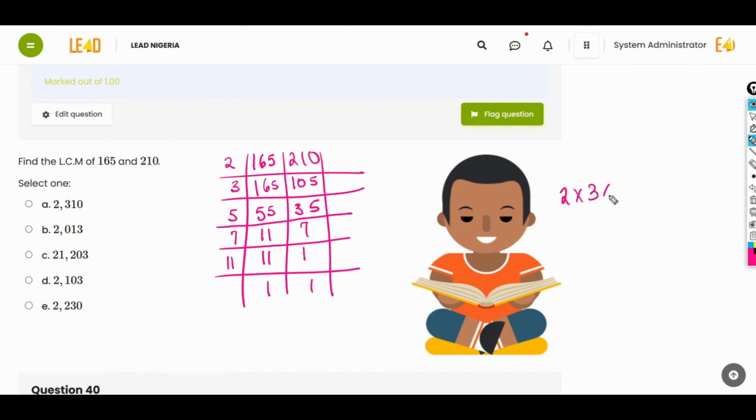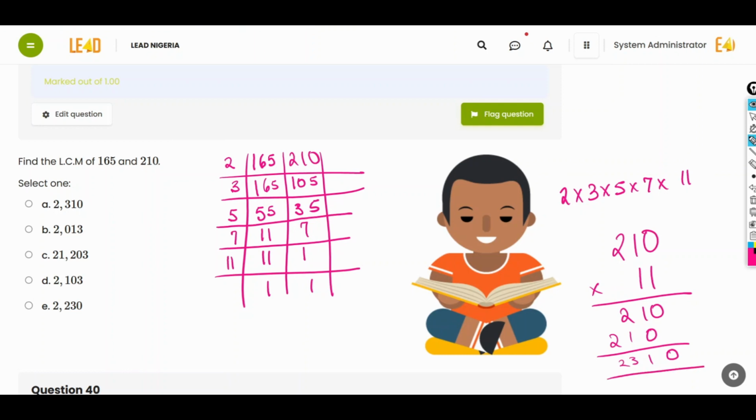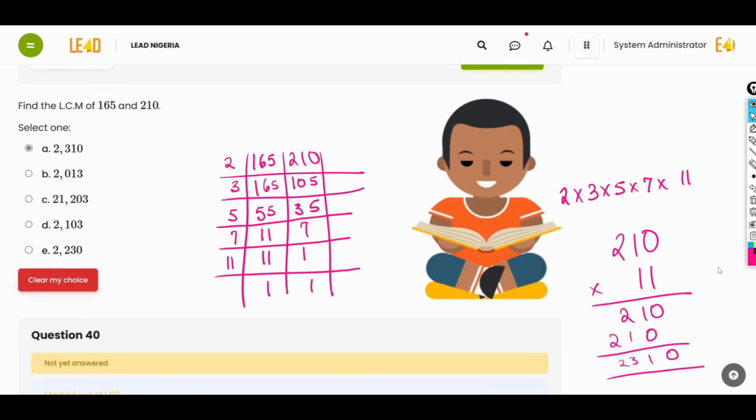Okay, so we have 2 times 3 times 5 times 7 times 11 as the solution. So 2 times 3 is 6. 6 times 5 is 30. 30 times 7 is 210. 210 times 11. Wow, this is a big one. So 210 times 11. 1 times that gives me 210, and then this will give me 210 again. So we add it up. We have 0, 1, 3, 2. So it's 2,310. 2,310 is correct.